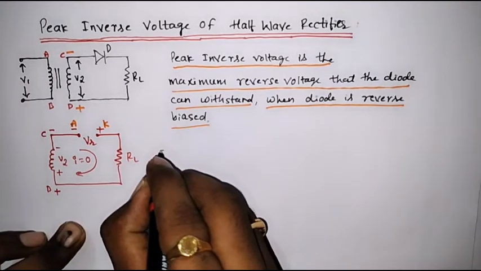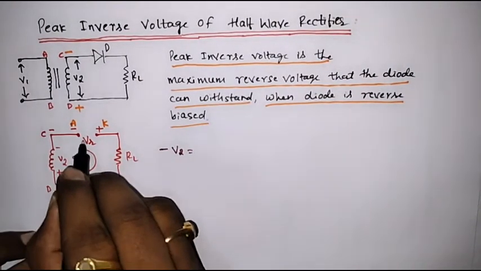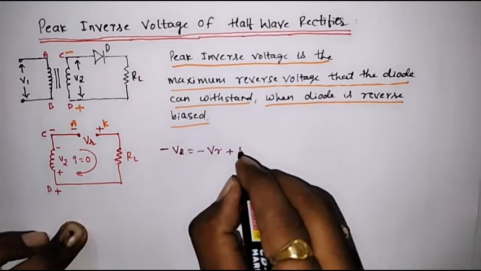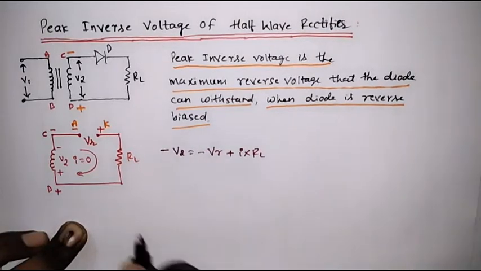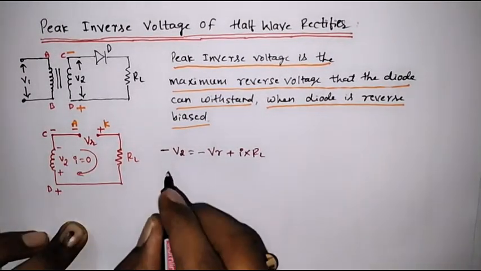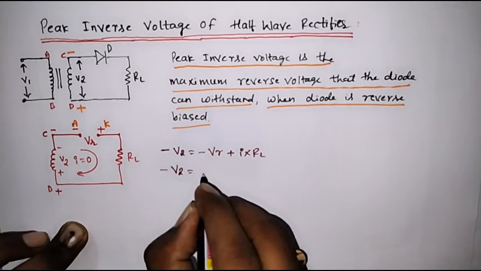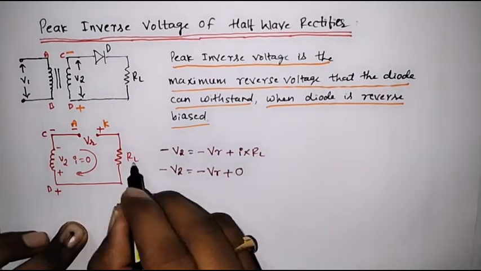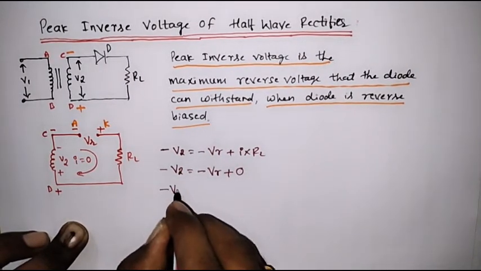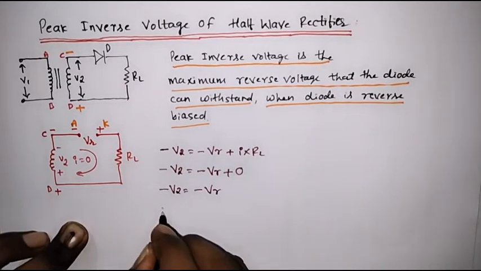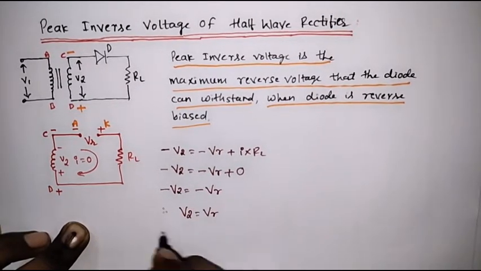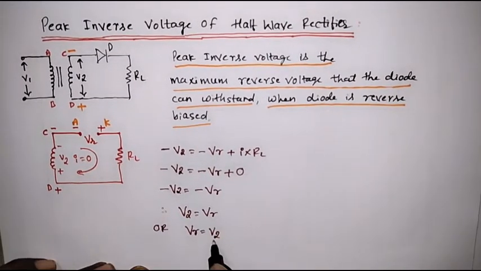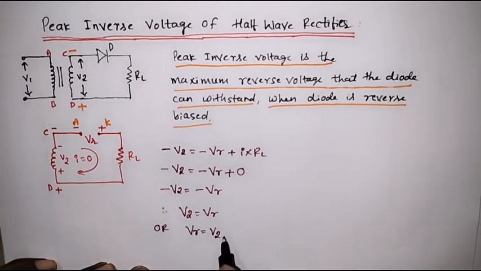We can write it as minus V2 is equal to minus VR plus I into RL. As we know, the current in the circuit is 0 as the circuit is open. I'll simplify this as minus V2 is equal to minus VR plus I is 0. So the voltage across the load resistor is 0. Therefore, I can write minus V2 is equal to minus VR. Therefore, V2 is equal to VR, or we can write VR is equal to V2. And we know that V2 is nothing but Vm sin omega t.